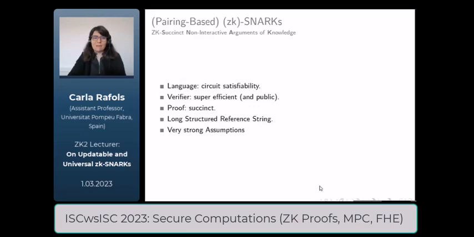And finally, one of the drawbacks of this family of SNARKs is that they have a very long structured reference string. In fact, we will see that we need a reference string that is as long as the size of the statement. Another drawback is that this family is based on very strong assumptions, and hopefully we will see these things as I proceed.